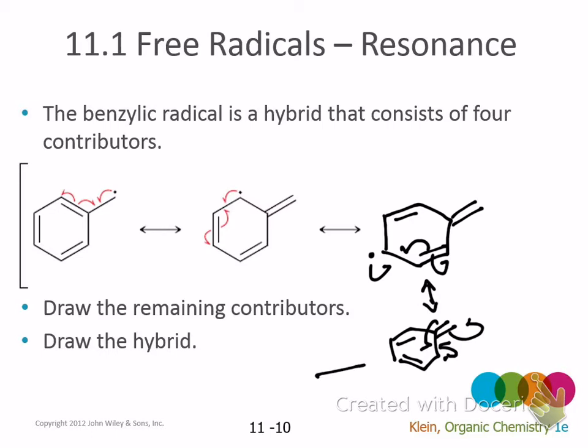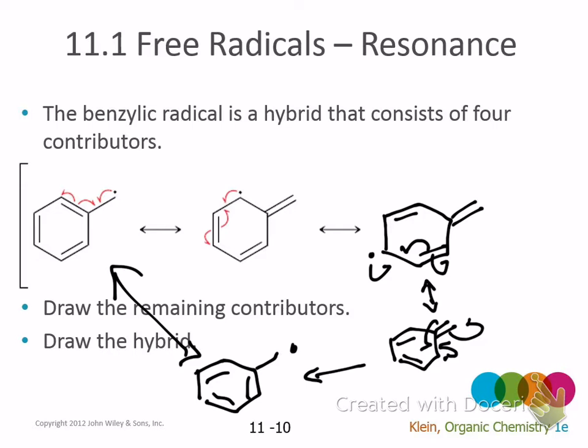You can draw this one. And then these are in resonance with each other, and that's just the pi bonds rotating around on the inside. You don't have to go through, because you can actually bring the radical back in here, then break the pi bond and go here. And then if you go all the way back around the circle again, you'll get back to the original structure.